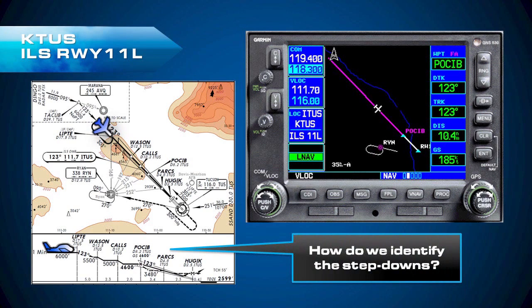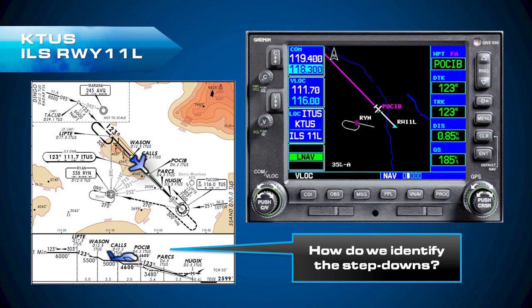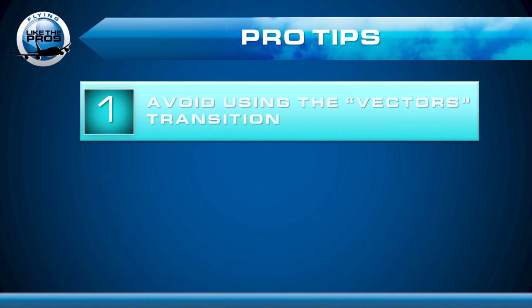So, how do we identify the step downs? Well, as the airplane starts to do the step downs, if I was trying to figure out what my position was, remember the active waypoint is POSIB, I would have to do some kind of crazy backtrack math to figure out where I am. We don't really want to be doing math in the flight deck. So in this case, how do you identify the step downs? What we're going to need to do is load the full approach. Tip number one is avoid using the vectors transition altogether.